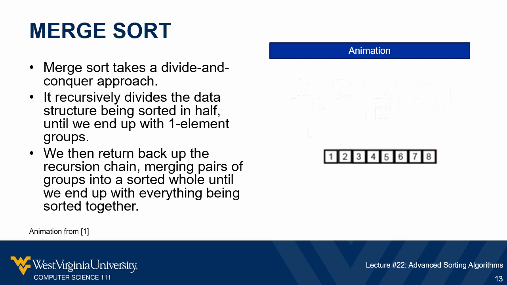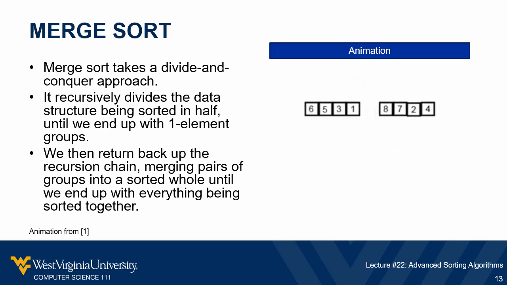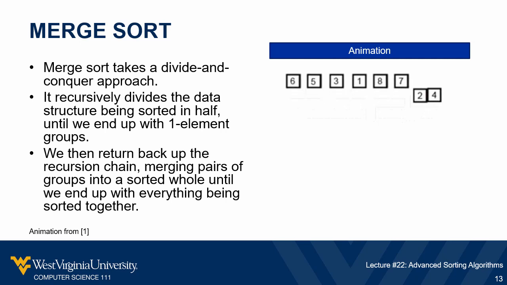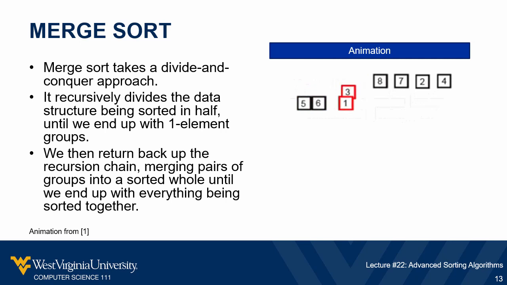When we return back up the chain, we're going to sort each of those subgroups that we're combining at that point. So we'll take the 2 single elements that we're combining into a group of 2, and we'll do it so that that group of 2 is sorted. And then when we combine 2 groups of 2, we'll do that so that our resulting group of 4 is fully sorted. So we're basically sorting all these smaller pieces and then combining them.